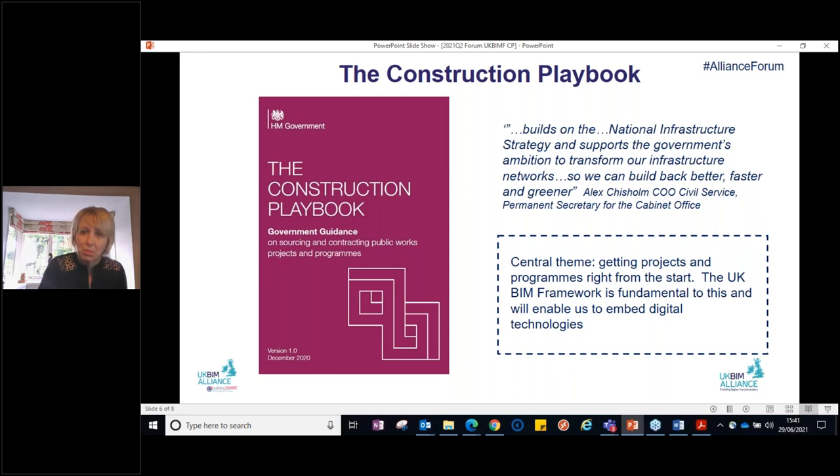And of course, when we were talking about BIM level two way back in 2013, we always said that this was about starting with the end in mind. So making sure we knew what the outcomes that we wanted to achieve were, working back from them, and making sure that we'd got the processes, as Paul talked about, in place to enable those outcomes to be realized. So the UK BIM framework is absolutely fundamental to this theme of getting projects and programmes right from the very start. And that will also enable us to embed digital technologies with greater impact. And Paul will be talking about those in just a moment.